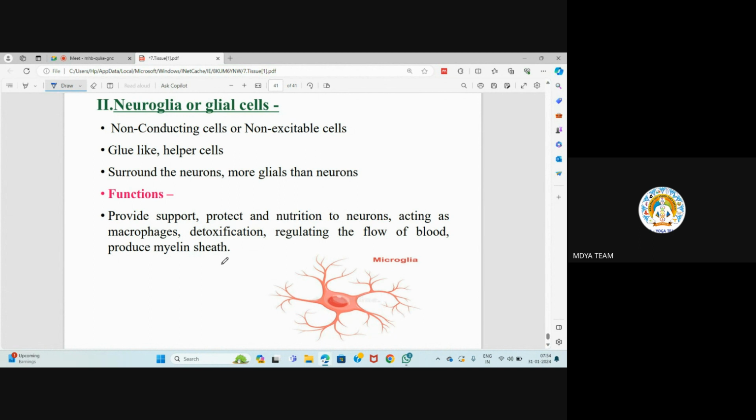And what is the function of myelin sheath? Conduction of information, making the conduction faster. If there is no myelin sheath in the axon, conduction still occurs, no problem. But the process is made faster by myelin sheath.